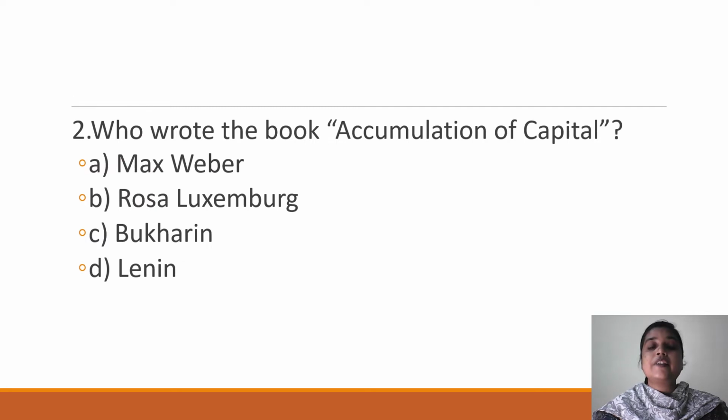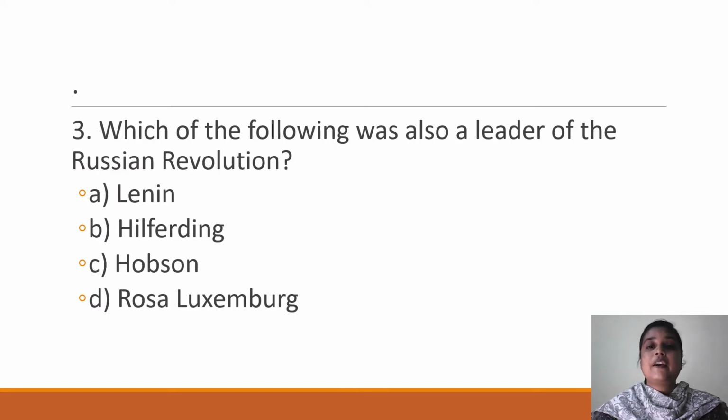The next question is, who wrote the book Accumulation of Capital? The options for you are A. Max Weber, B. Rosa Luxemburg, C. Bukharin, or D. Lenin? I hope you've written down your answer. Let us move on to the next question. Which of the following was also a leader of the Russian Revolution? A. Lenin, B. Hilferding, C. Hobson, or D. Rosa Luxemburg? If you've read the Russian Revolution, you know something about Russian history, you'll be able to answer this question very easily. Let us move on to the next question.